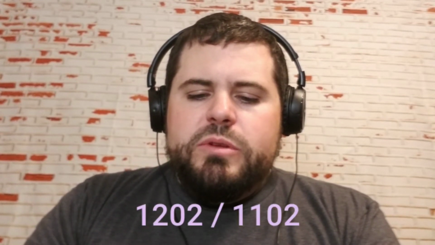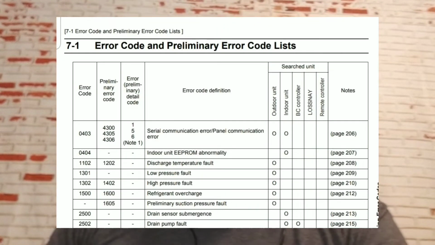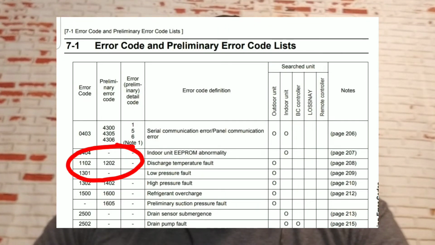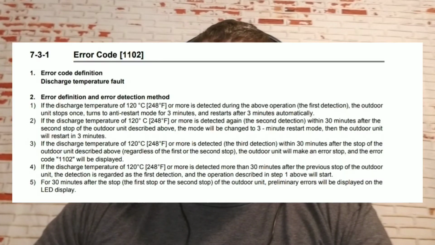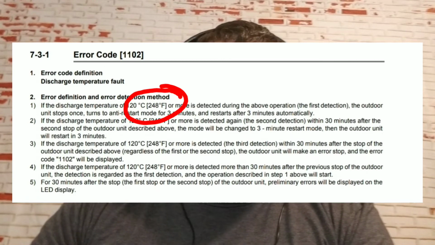Interestingly, the next one also ties back into that same TH4 sensor, the discharge line sensor, and those error codes would be 1202 or 1102. This is kind of the opposite problem, where the compressor is getting too hot. 1102 is the hard error code, and 1202 is the preliminary error code. What does it do if it gets too hot? When I say too hot, I mean a really high temperature, like 240 or 250 degrees.